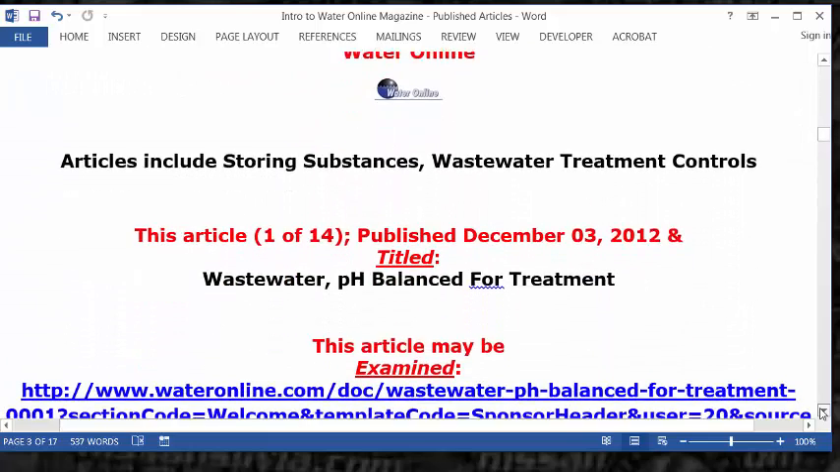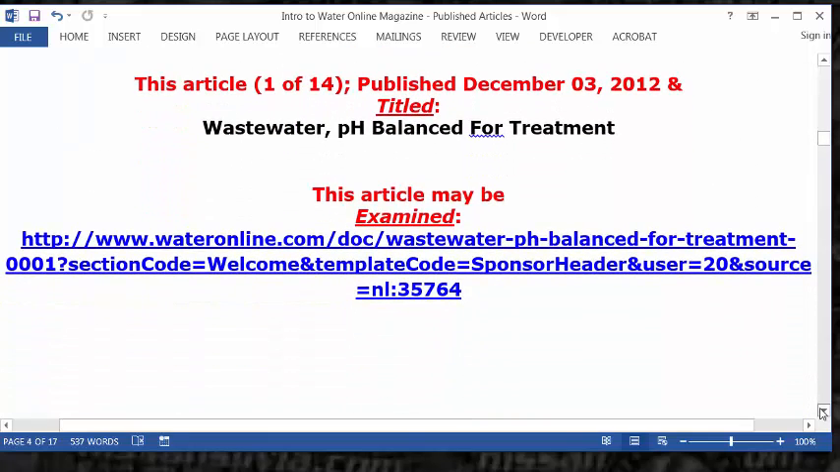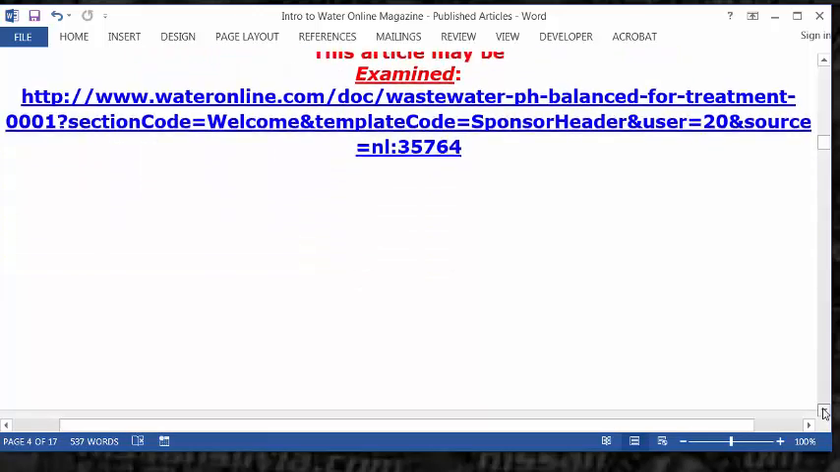So let's go ahead and get started, and what I'm going to do is just simply identify the publication date, the title, and the link for each of these articles. So the first one we have, and these are going to be presented to you in the order that they're on my website. Most of them are in chronological order, but this one is not. This is one I just happen to have on the top of the page. But it was published December 3, 2012. It was titled Wastewater pH Balance for Treatment, and this is their link on their webpage.